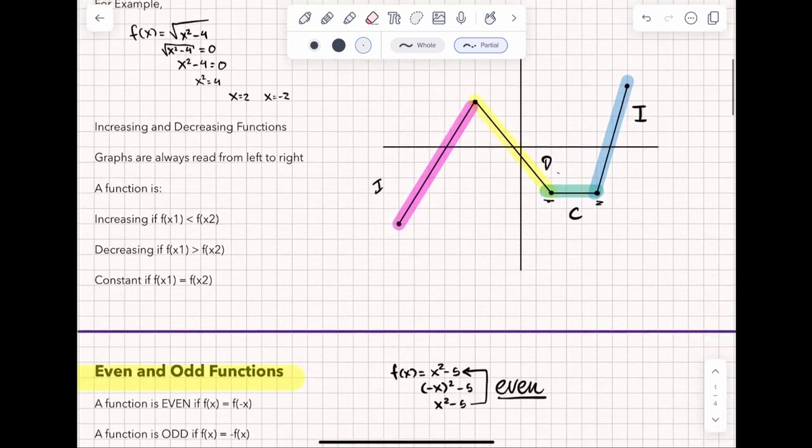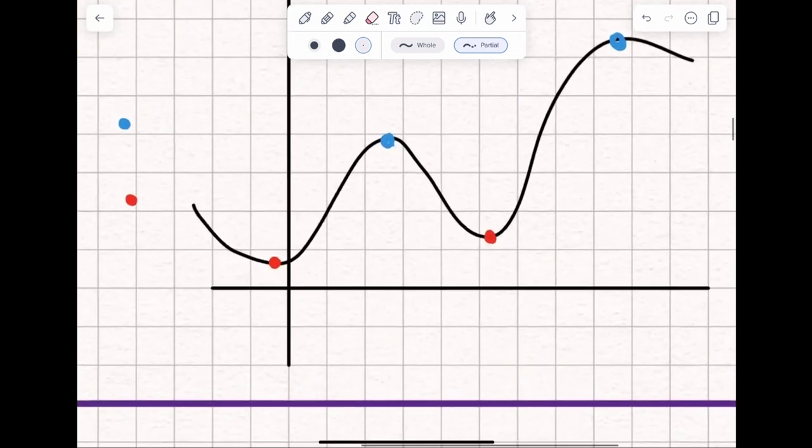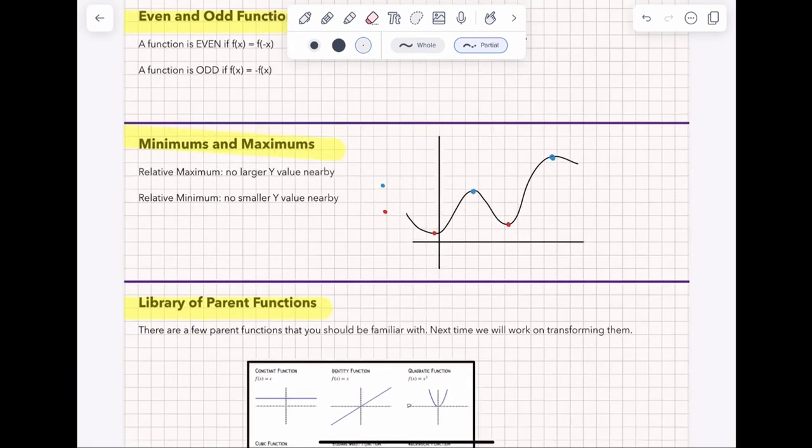Okay, minimums and maximums. Relative minimums and maximums are determined based on the increasing, decreasing, and constant behavior of the graph. Relative maximums are determined when there is no larger y value nearby, and relative minimums are determined when there is no smaller y value nearby. We can see that the red values represent minimums and the blue values represent maximums.